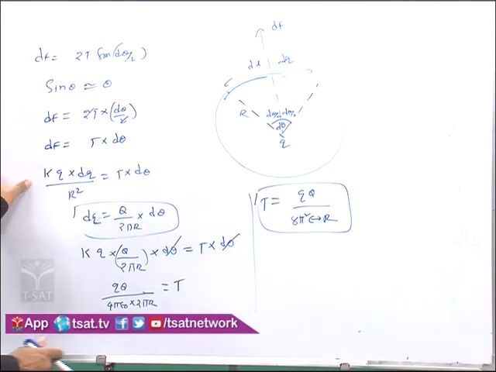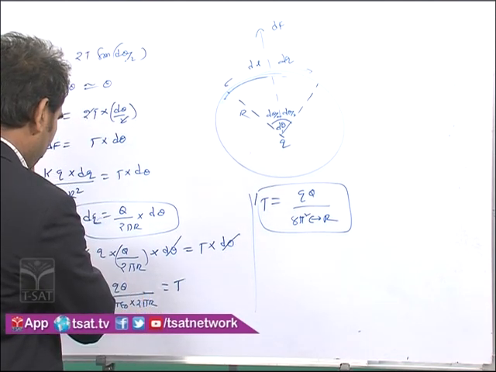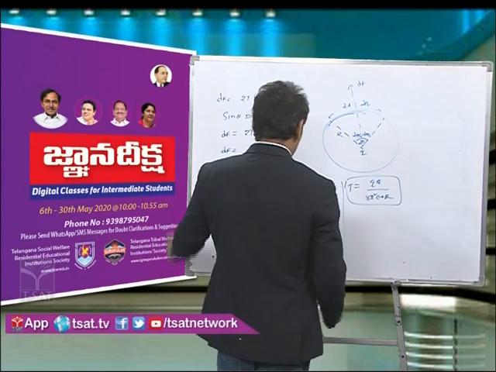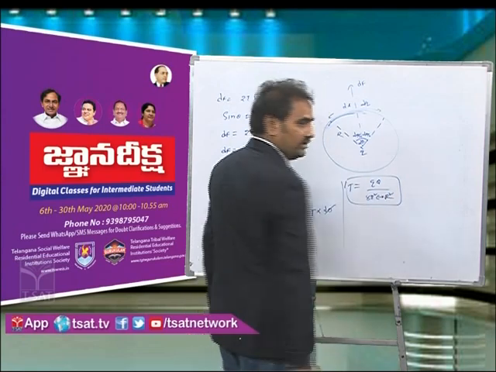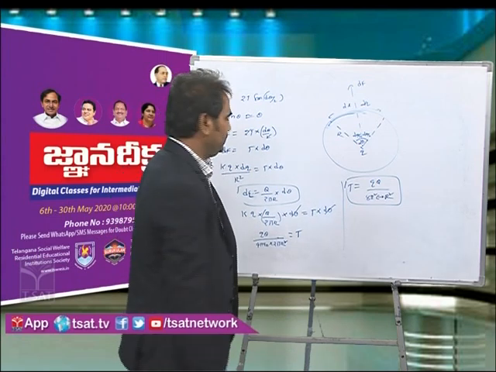Here, see dq upon r square. Here r square is there, Q by 2 pi r square is there. Here we have to calculate this also, r square. This is nothing but the increment of the tension in the wire.